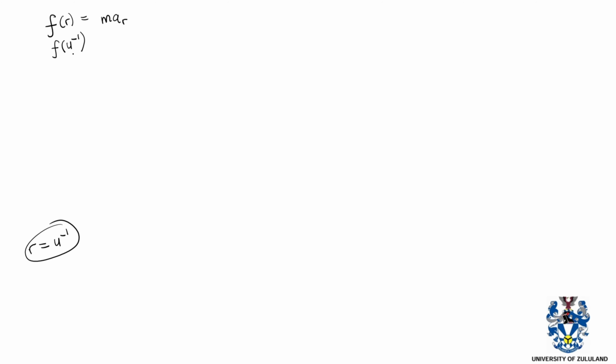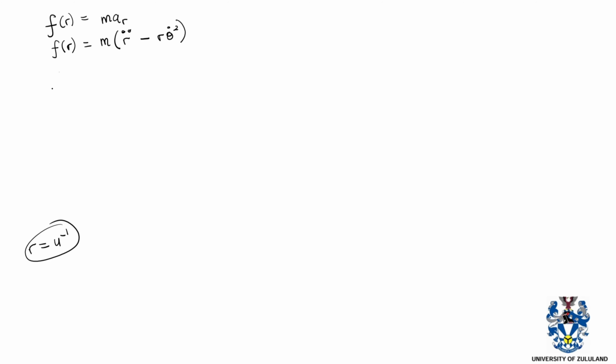So f of r is the same as f of u to the power minus 1, because now we are expressing it in terms of u. You will transform everything to be in terms of u. But in this case, let me just write r exactly as it is before I substitute u to the power minus 1. This is f of r, given by m, and remember we consider this radial component: r double dot minus r theta dot squared.